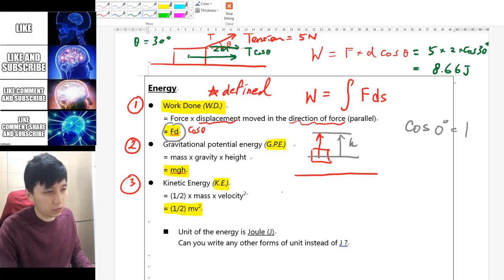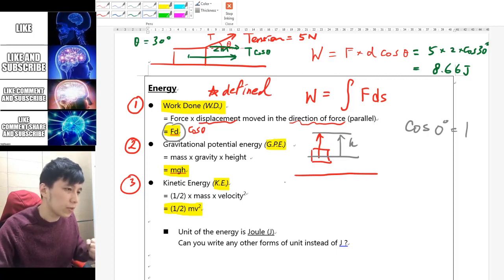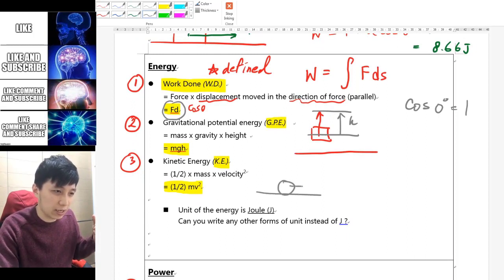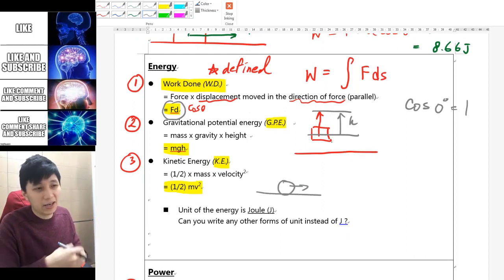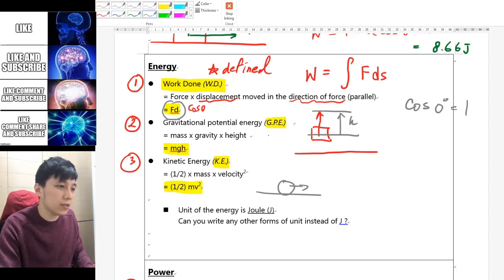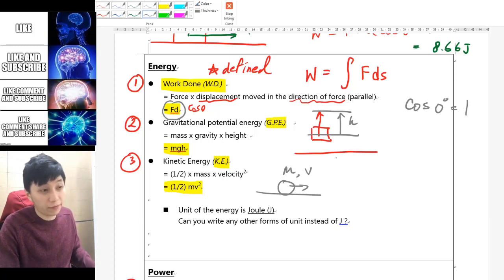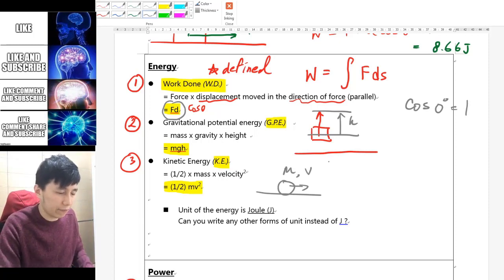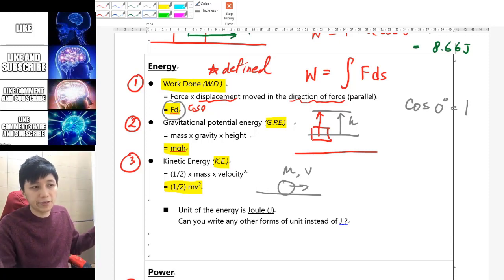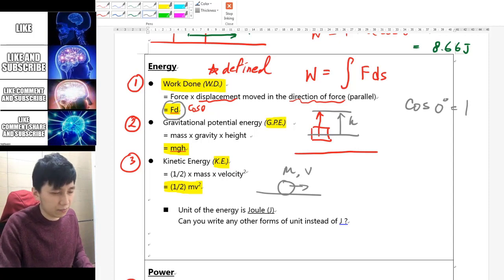Secondly, that will be the kinetic energy equation. It's simply as if you have an object that is moving, it could be anything: a car, a tiger, a cat, a person. As long as they have mass and they are moving with non-zero velocity, of course, then you just substitute into the equation and you'll find the value of kinetic energy simply.